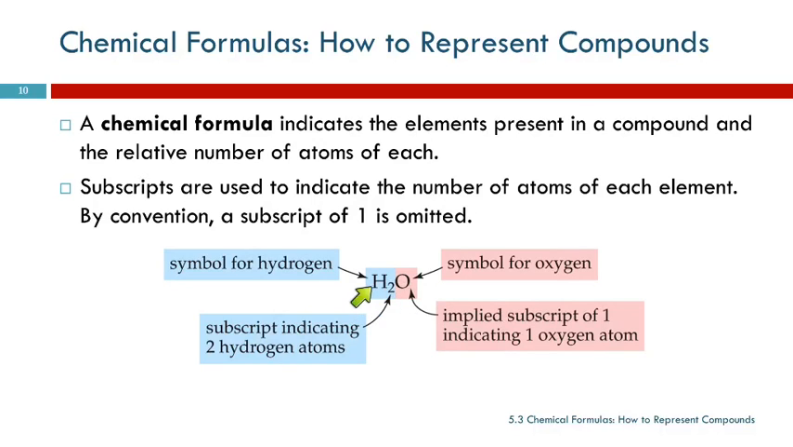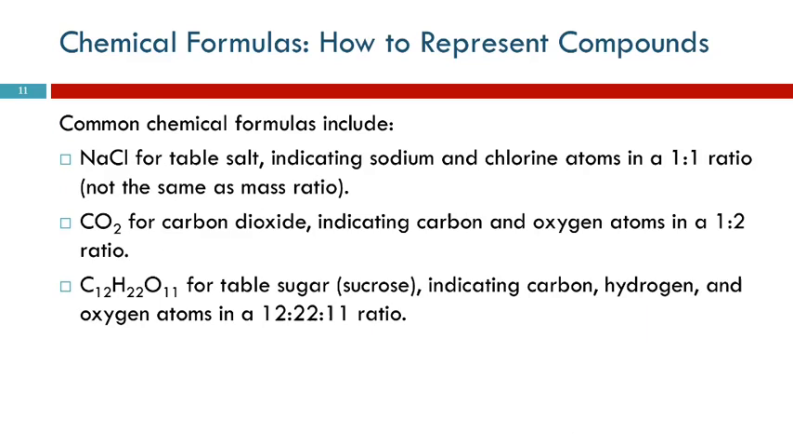So H2O, 2 hydrogens, 1 oxygen. This is the chemical formula for table salt, NaCl. Sodium and chlorine, 1 of each. 1 sodium atom for every 1 chlorine atom. Okay, 1-to-1 ratio. This ratio of numbers of atoms is not the same as the mass ratio.